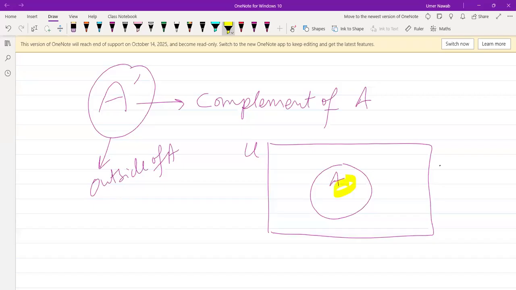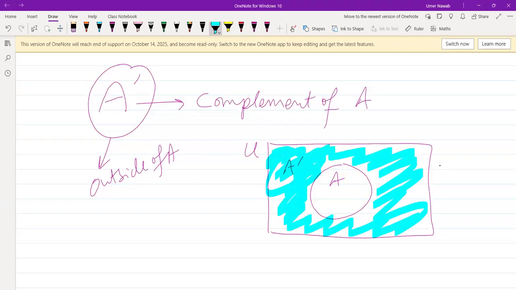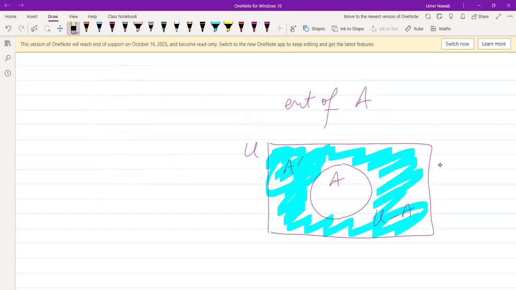Now, as you know, if I shade the circle, it means that I'm talking about the set A. But if I'm interested in A dash or A complement, I need to shade the portion which is outside A. This is the complement of A. Some people call it U minus A. You subtract the elements or the area from the universal set, and the remaining one is called the complement of A.